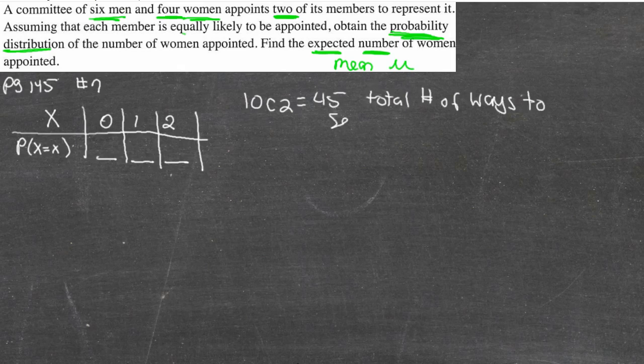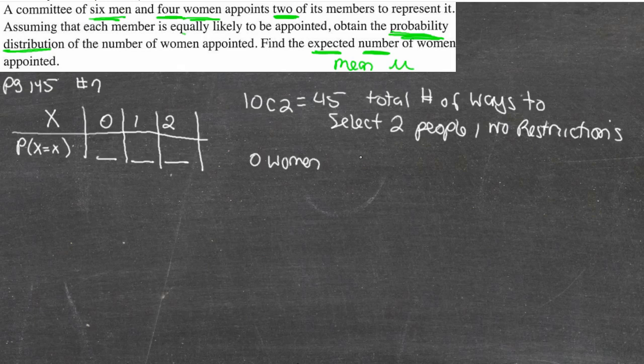So now I've got to figure out, well, how many different ways could I pick 0 women? Well, that's going to be 4C0 times 6C2. And then we're going to find out that that's going to be 15 ways. So then that's going to give me a probability of 15 over 45.